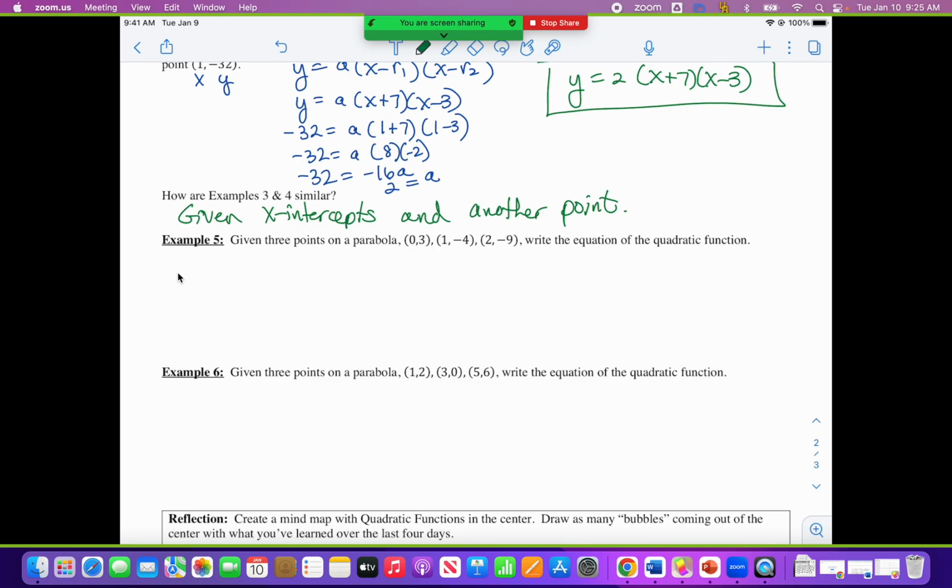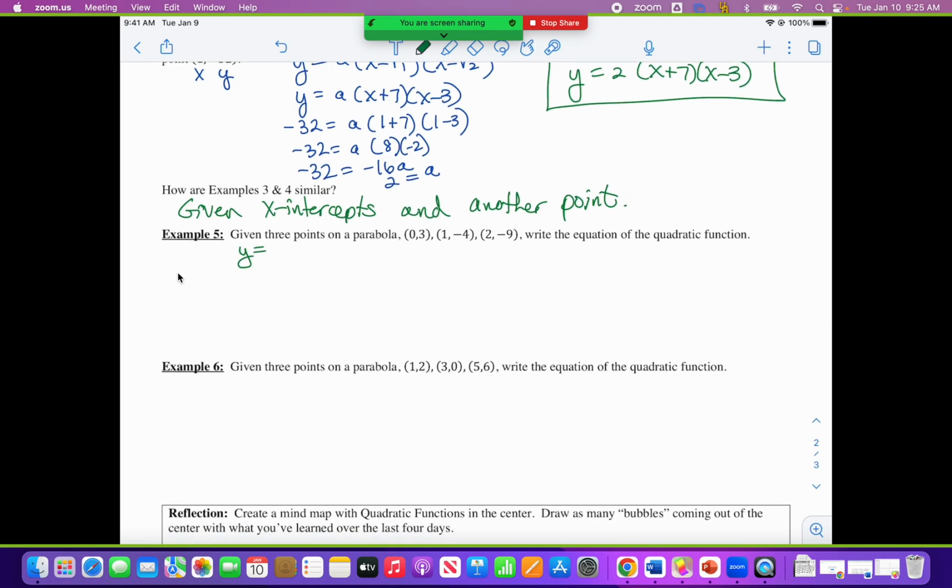All right, it says you're given 3 points on a parabola. 0, 3, 1, -4, 2, -9. Did it say anywhere that I have the vertex? No. Are any of the points the x-intercepts? No. It has to be x, 0. So watch what we're going to do. This is super cool, like really, really cool.